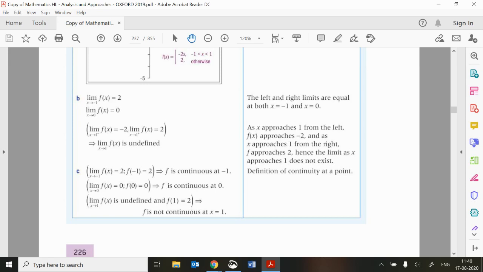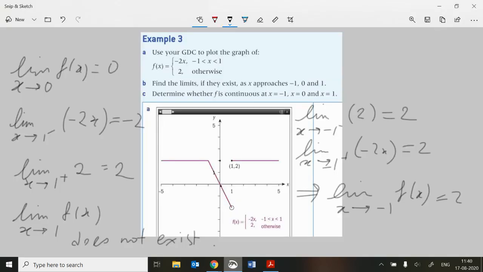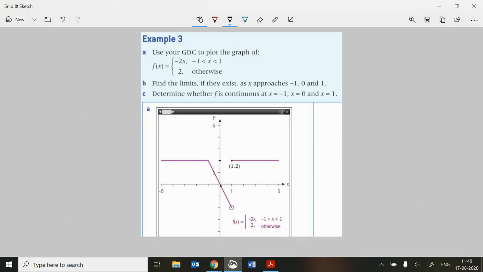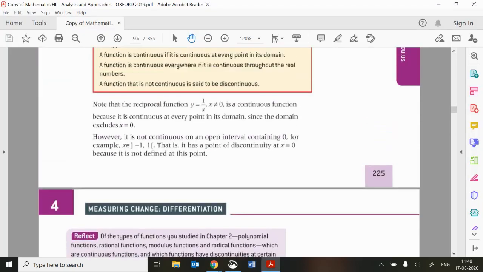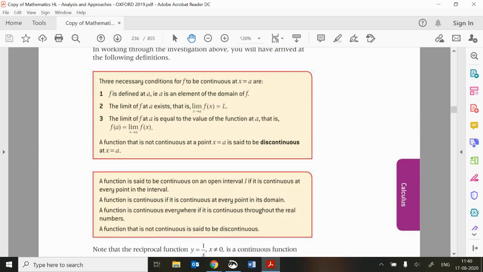Now for the next part, we need to remember our definitions of a continuous function. I'm going to flick back to the definitions again, just to see that there are 3 conditions necessary for a function to be continuous at particular points. First of all, it has to be defined. So f of a has to be defined.